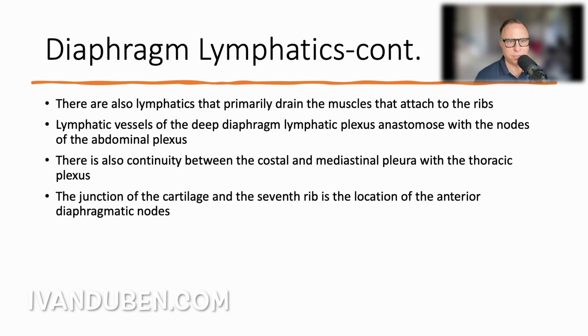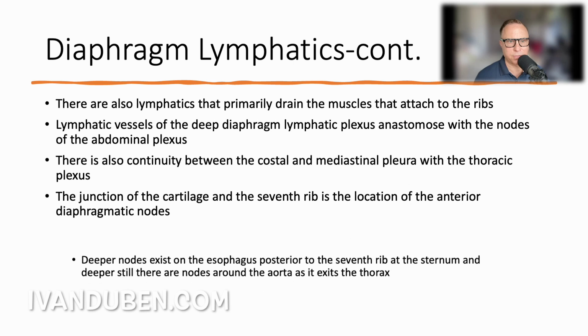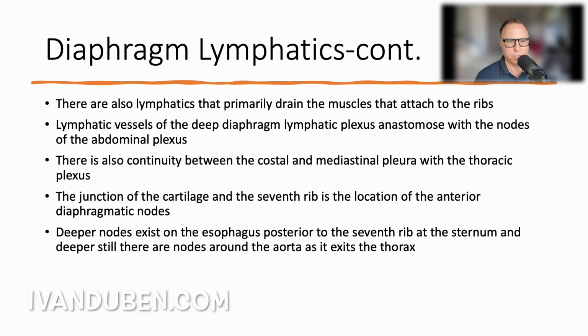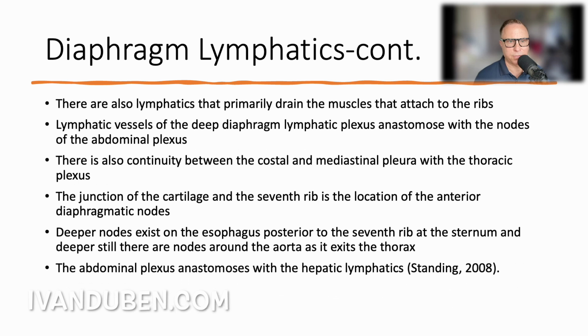The junction of the cartilage and the seventh rib is the location of the anterior diaphragmatic nodes. Deeper nodes exist on the esophagus posterior to the seventh rib at the sternum, and deeper still there are nodes around the aorta as it exits the thorax. The diaphragm nodes are connecting to these deeper lymphatic systems. The abdominal plexus anastomoses with the hepatic lymphatics as well, as a reminder.